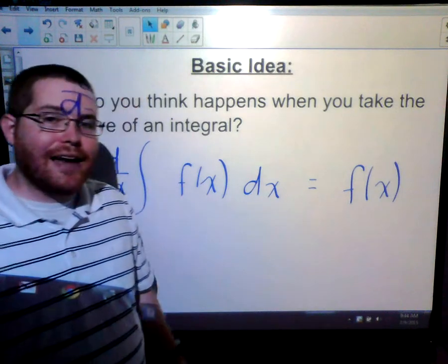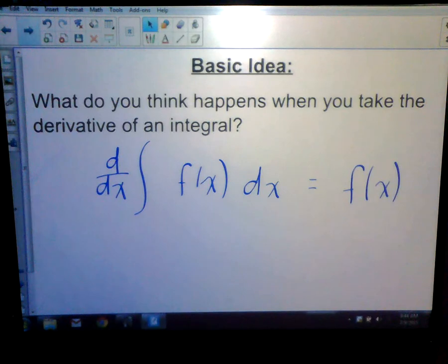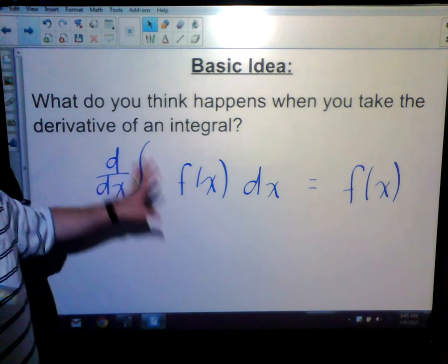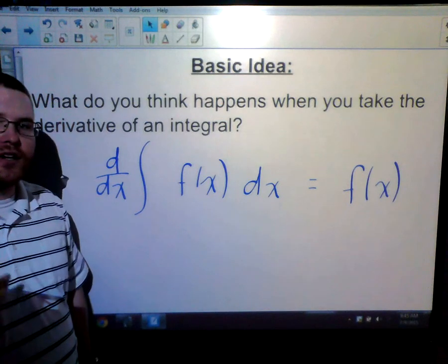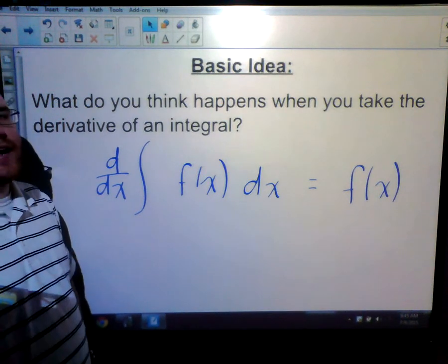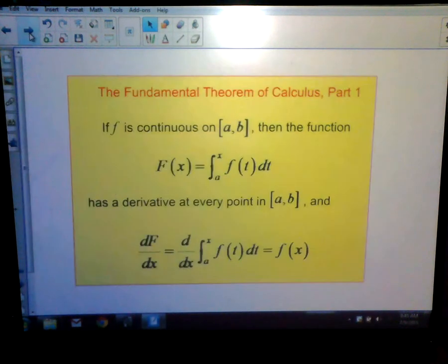That's the basic idea of the fundamental theorem of calculus. It gets a little bit more tricky. But this comes up in the multiple choice section of the AP test every year. In fact, I've heard it said that this is the most important idea in calculus. I don't know if I agree with it, but it's definitely one of the most.